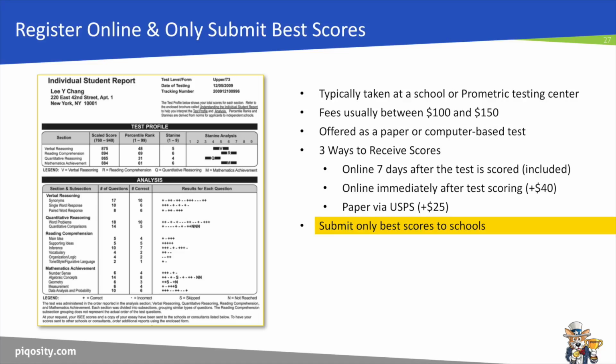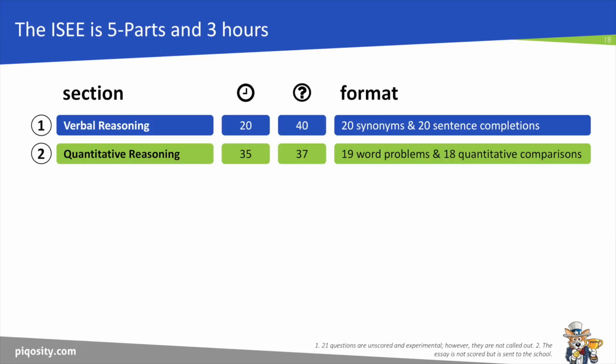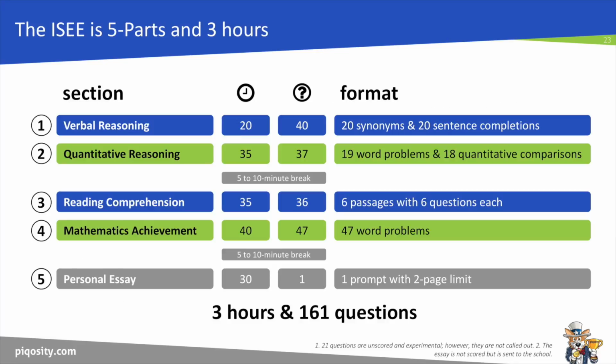Schools will only see the results that parents submit, and schools generally only want applicants to submit one set of scores. The upper level ISEE is a 5-part 2-hour and 40-minute test with 2 breaks, lasting between 5 and 10 minutes each. Students will be tested on their knowledge of vocabulary, reading, writing, and math.